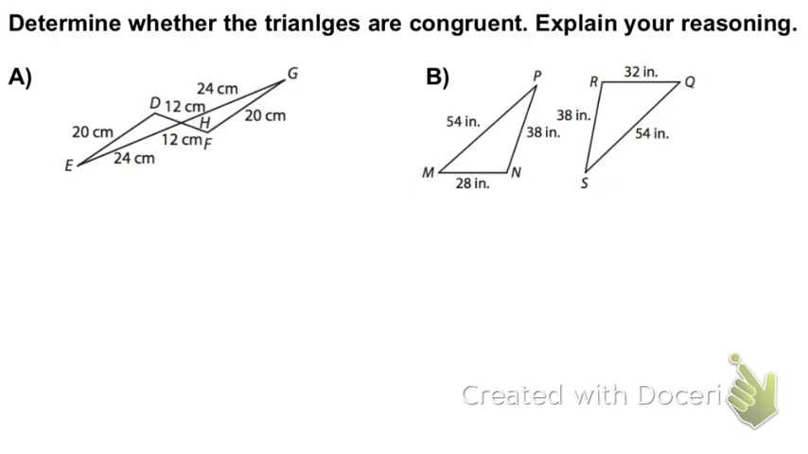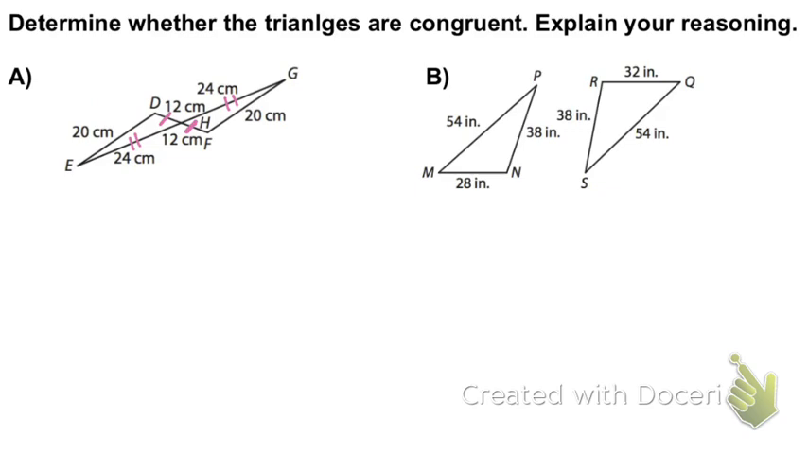12 and 12. Side DH and side HF. Those are both 12 centimeters, 12 centimeters. What is another pair of sides that are congruent? Okay, Aiden. HG and HE, 24.